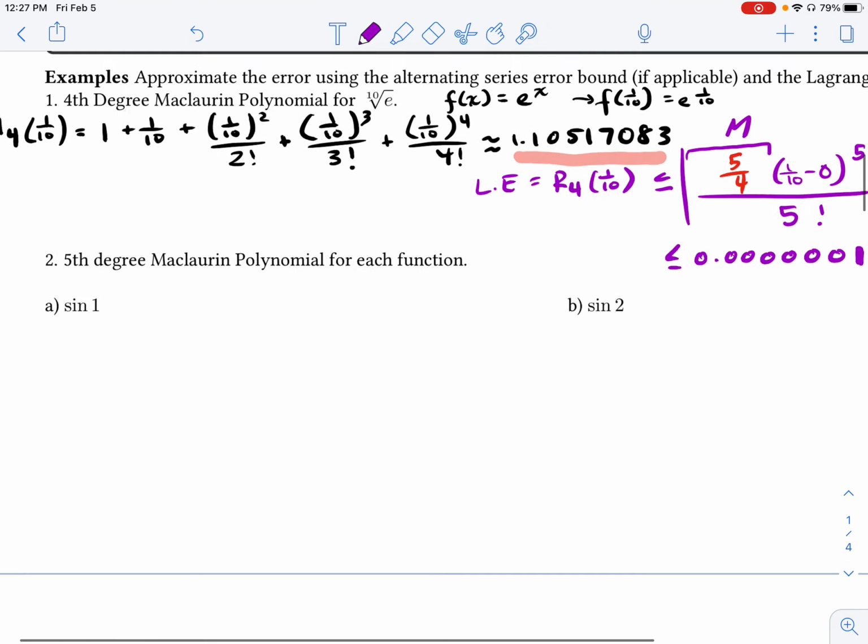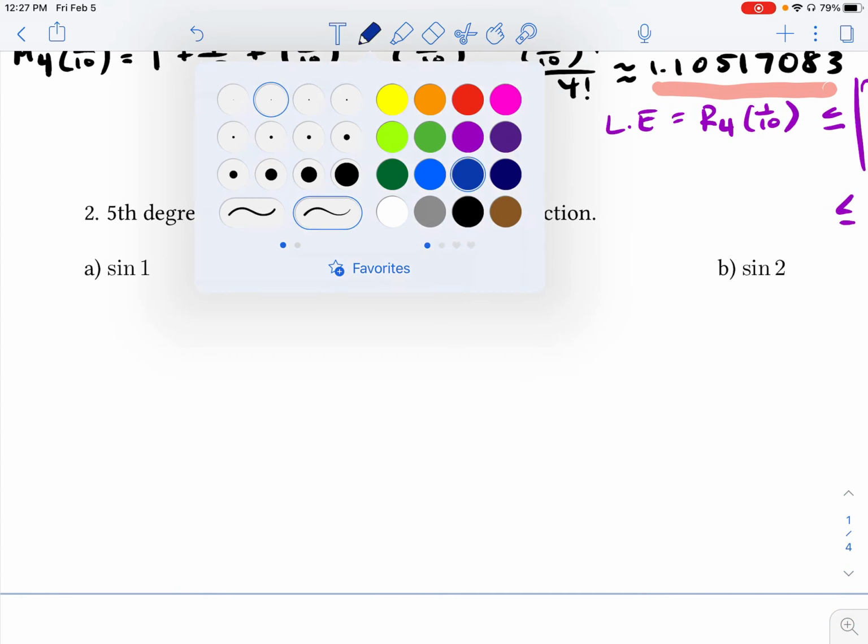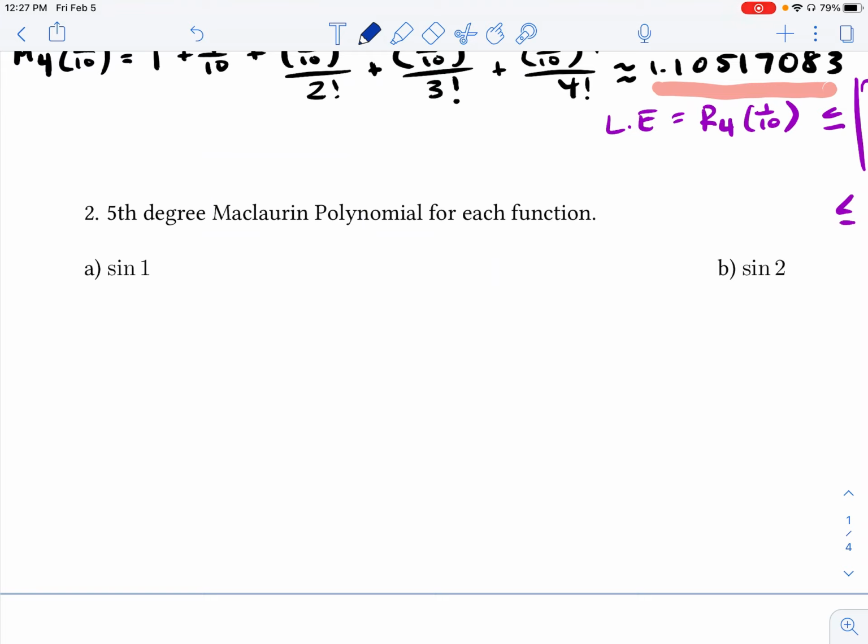Let me do one more problem with you, this time circling back to using a trig function. So let's go ahead and try number 2, part A. We're going to use a 5th degree Maclaurin polynomial to approximate sine of 1.